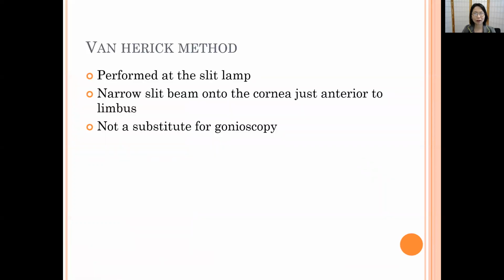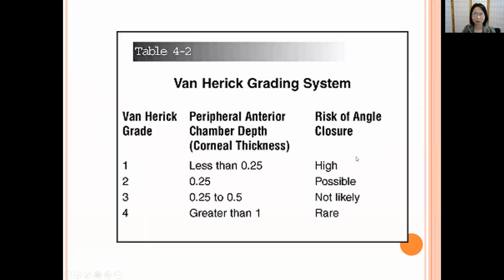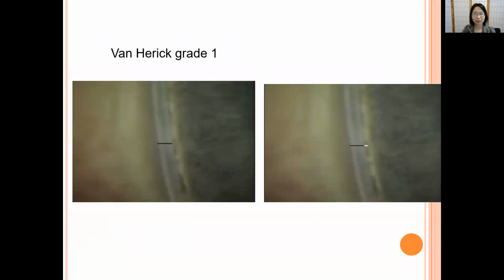I want to go over the Van Herick method, which is performed at the slit lamp. You narrow the slit beam onto the cornea, just anterior to the limbus, and keep in mind this is not a substitute for gonioscopy. Here's a table to go over the grading system for Van Herick and how much of the beam you actually see and how that relates to the risk of angle closure. And here's an example of that.